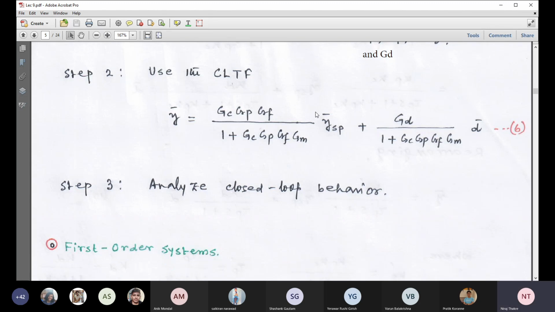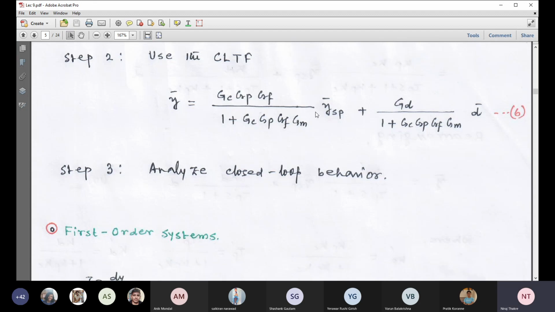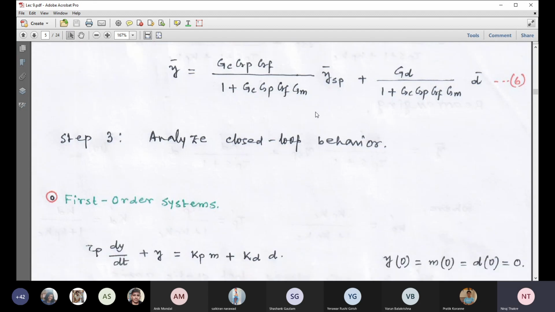Now, let us first consider the process. The process may be first order, maybe second order, maybe higher order. Let us start with the first order process. In the first order process, this is the standard transfer function. I mean, this is the standard model for a first order process.